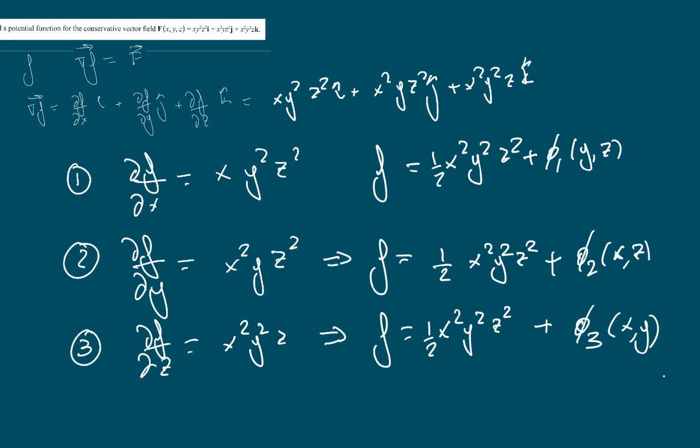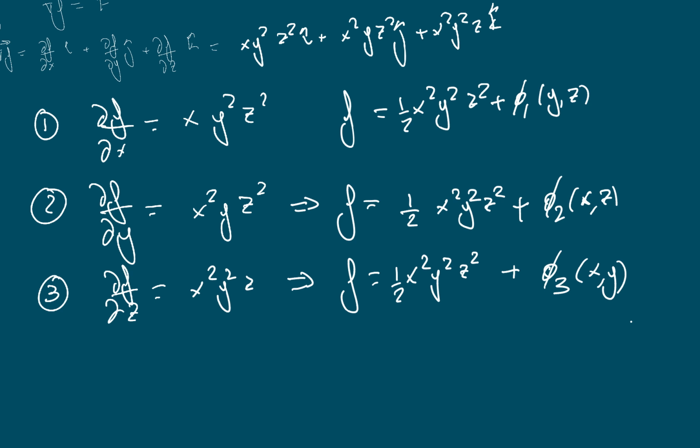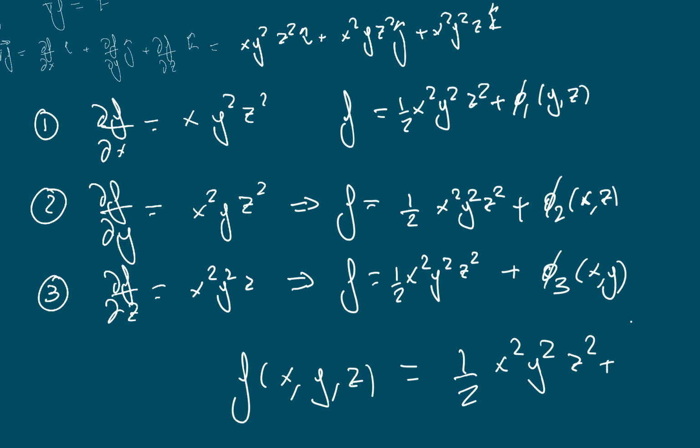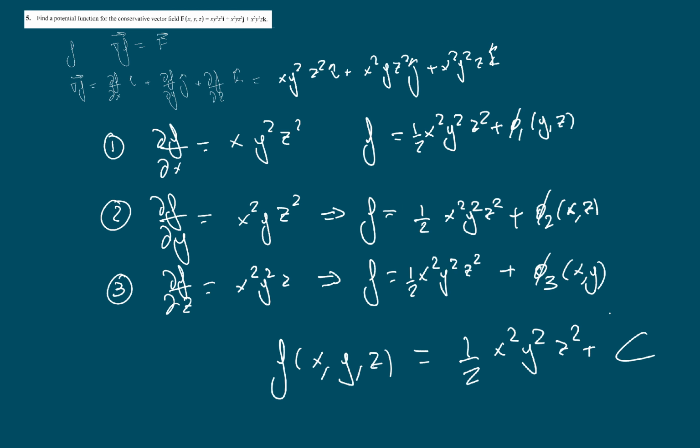So at the end, what is the function that I will choose as the potential function? I have here the same expression. So I will use common factors and non-common factors. What are the common factors? The common factors for f of x, y, z, the potential, are 1/2 x squared y squared z squared. Plus the non-common factors, there is no non-common factor. So I will add a constant c, and it will work. So this is the potential.